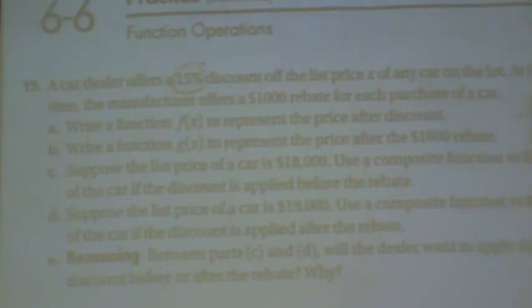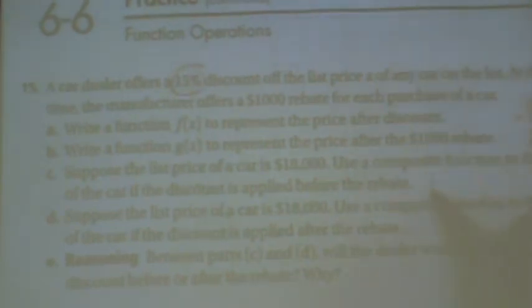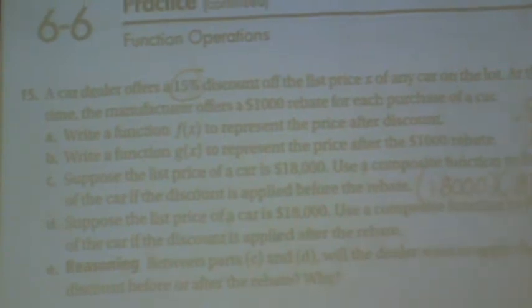So the list price is 18,000. First, they want you to do the discount. So you do 18,000, and then you're going to multiply that by 0.85. And then you're going to take that answer and subtract 1,000. So if you first did the discount and then the 1,000, you would do 18,000 times 0.85, and then what you get, subtract 1,000, and your answer is 14,300.